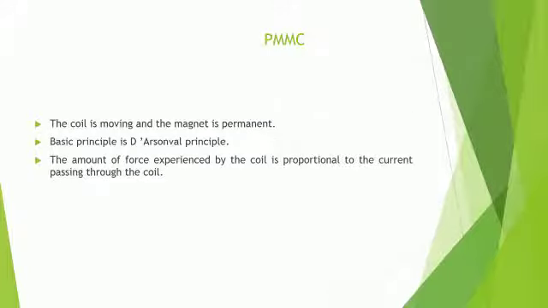So what is the basic principle? Why is it called a PMMC instrument? Here the magnet is permanent and does not move, but the coil is moving. The magnet is permanent and the coil is moving, so it is called a permanent magnet moving coil instrument. The basic principle is the D'Arsonval principle: the amount of force experienced by the coil is proportional to the current passing through the coil.